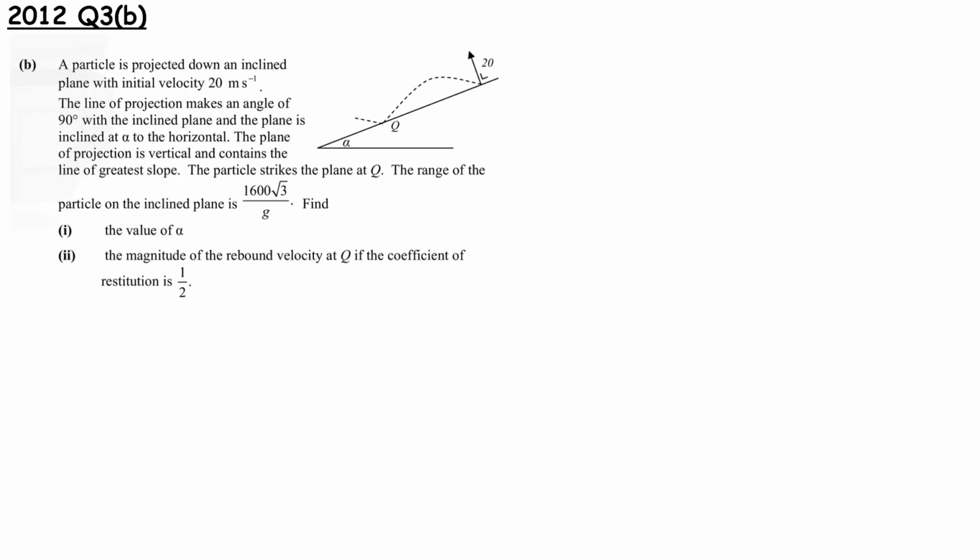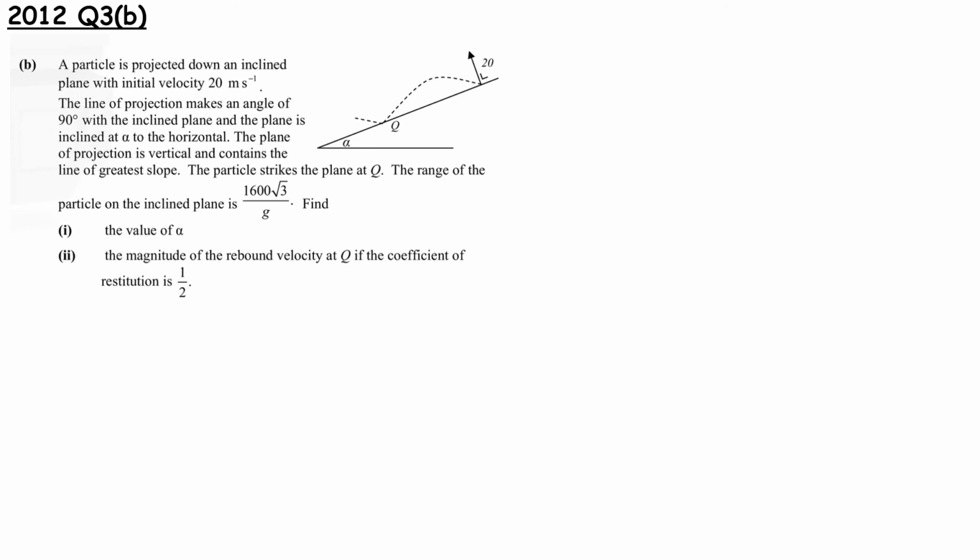Let's look at the 2012 question 3 part B. So this is the projectiles question. It's a projectile on an inclined plane. A particle is projected down an inclined plane, that's really important, with initial velocity 20 meters per second. The line of projection makes an angle of 90 degrees with the inclined plane, and the plane is inclined at alpha to the horizontal. The plane of projection is vertical and contains the line of greatest slope.